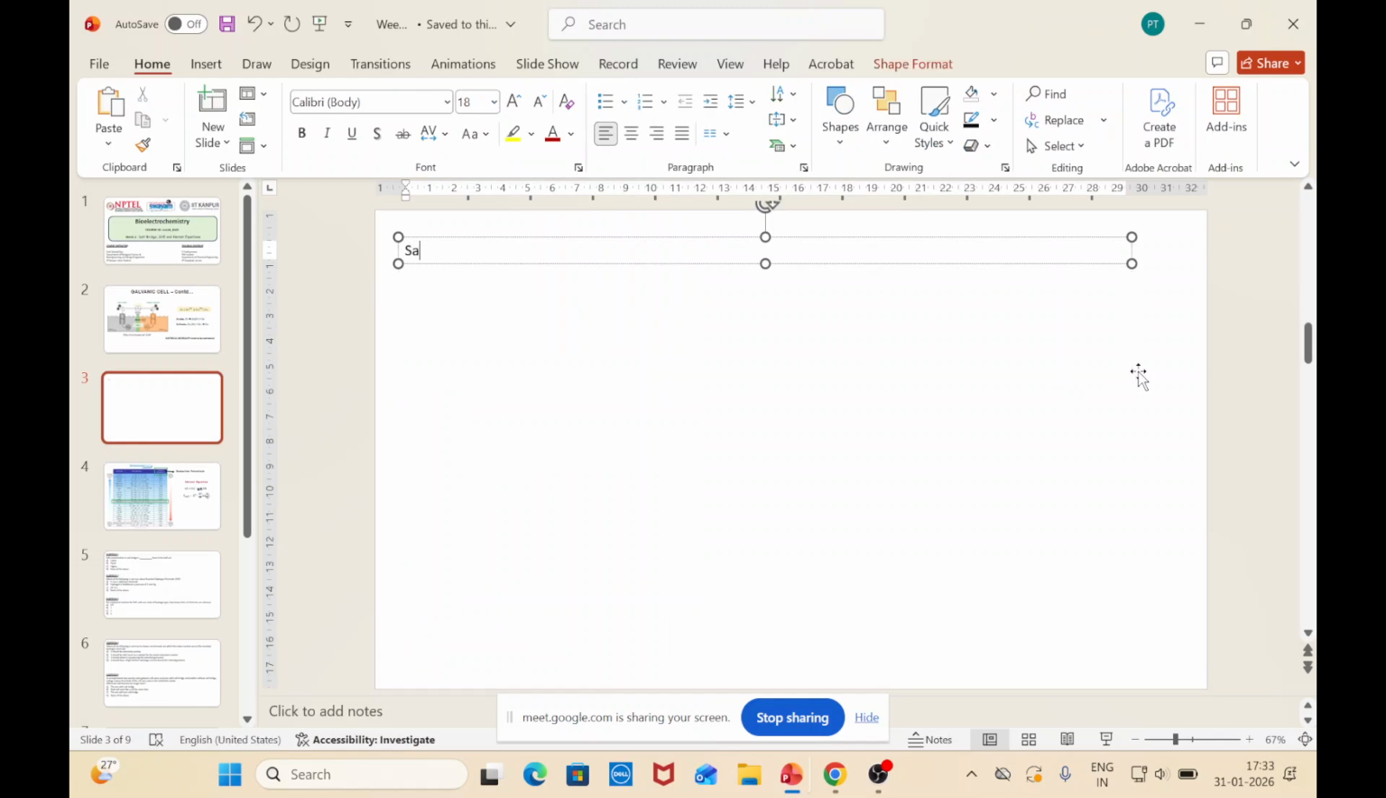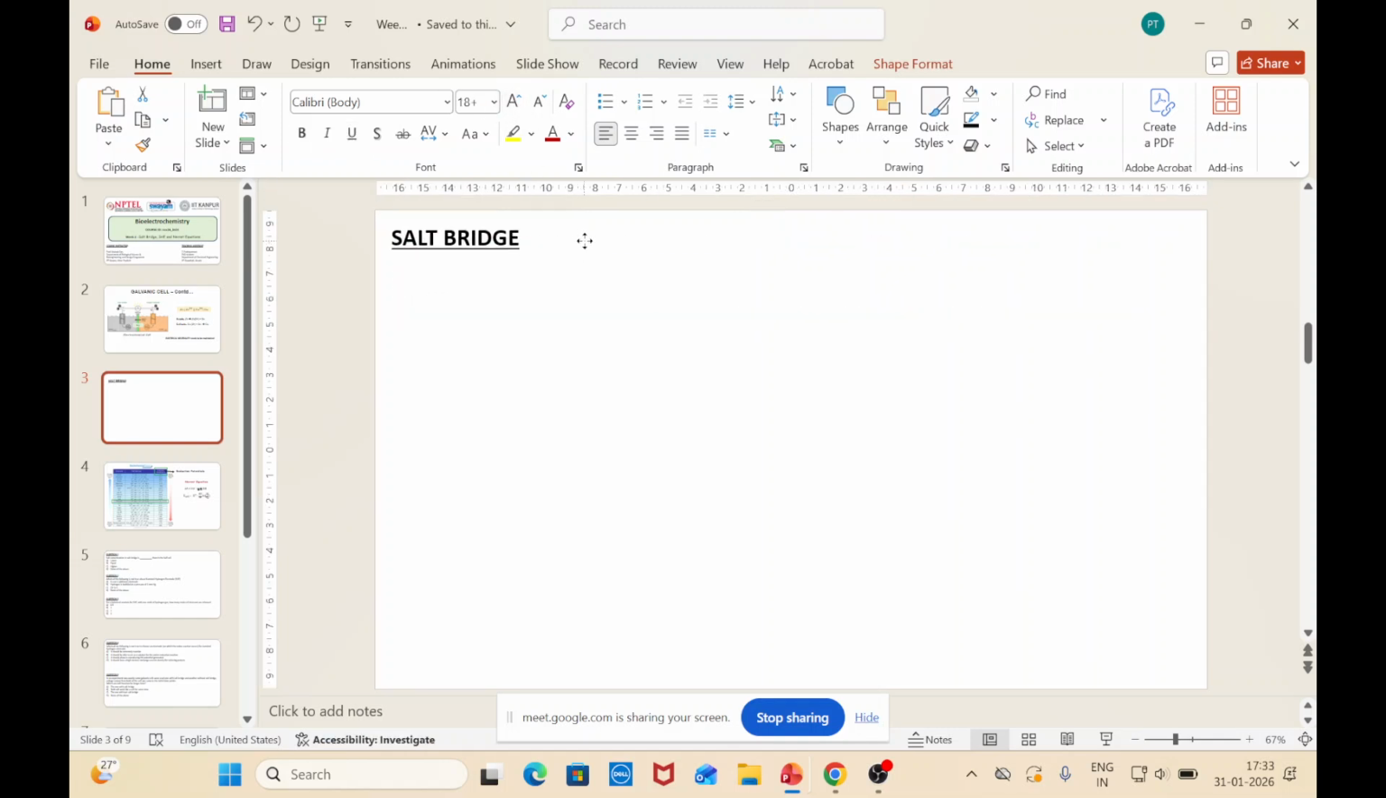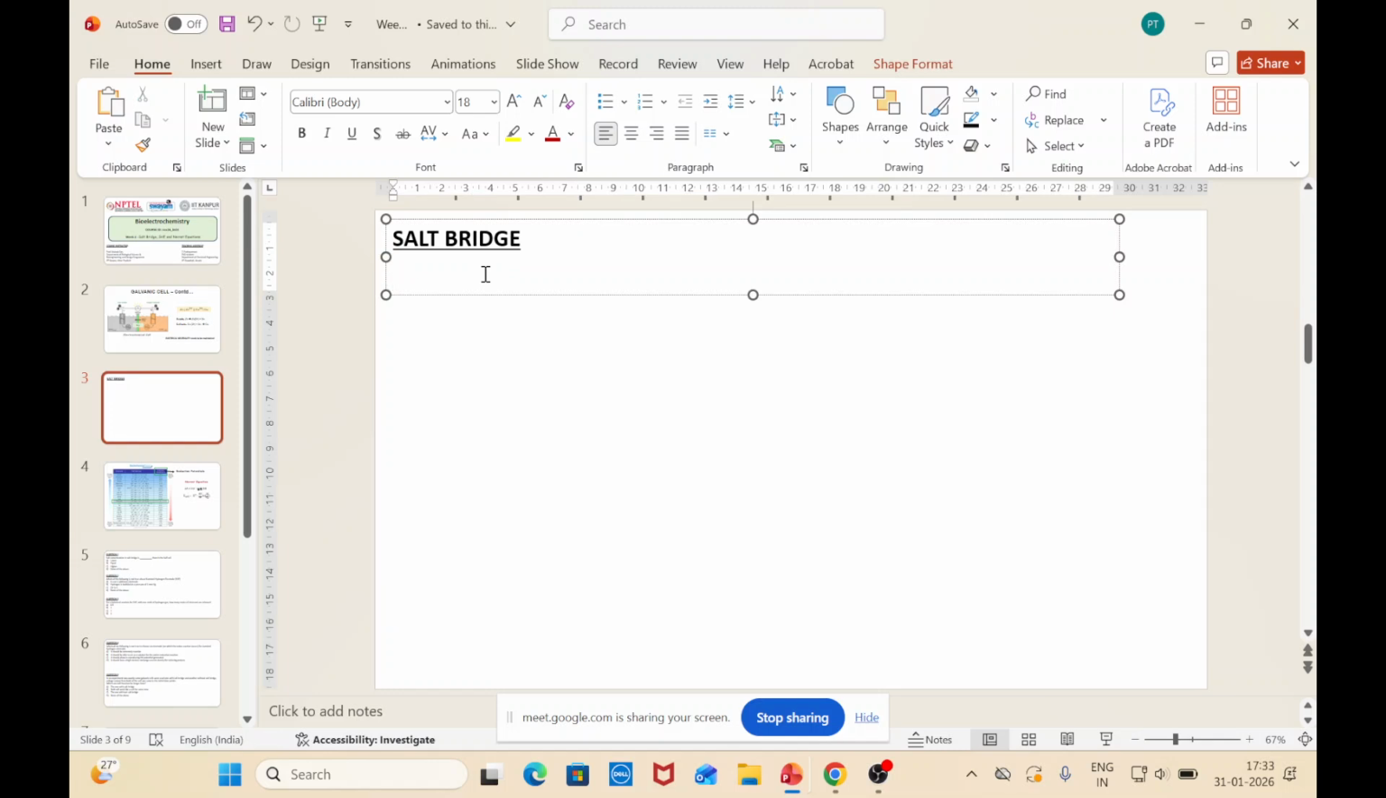So salt bridge is the concept. The typical explanation goes like this: salt is used to bridge the compartments of the electrochemical cell.